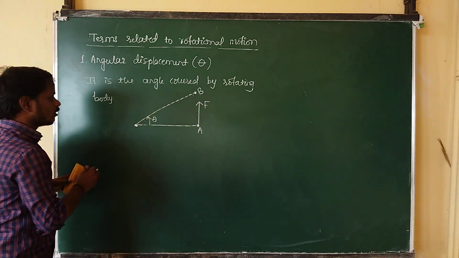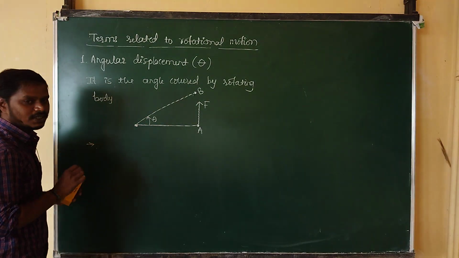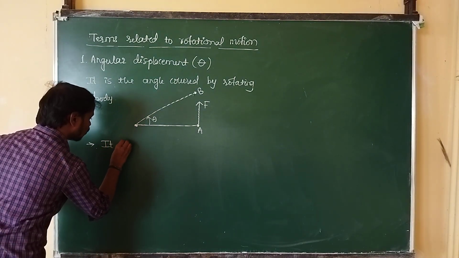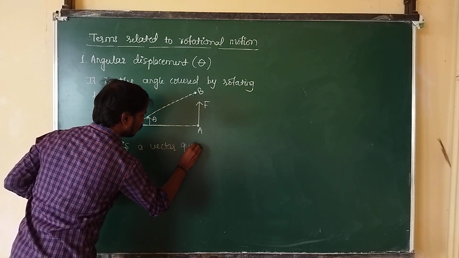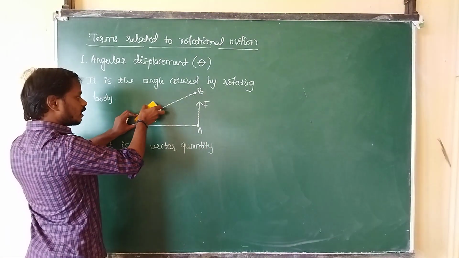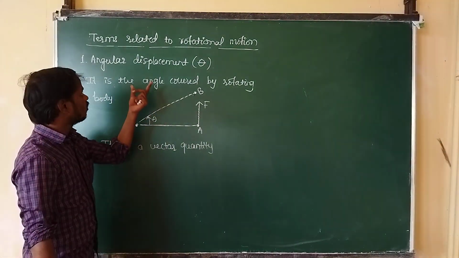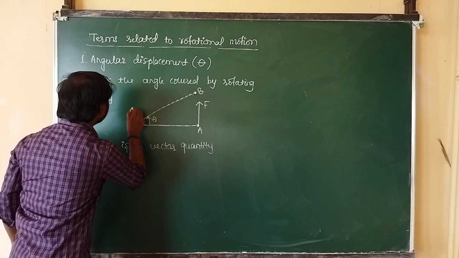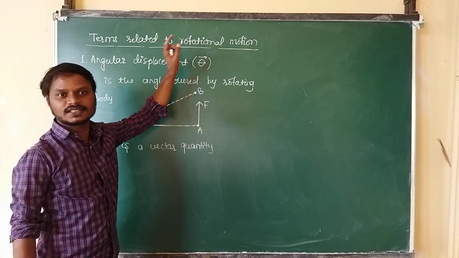Now, some points related to angular displacement. Angular displacement is a vector quantity. It is a vector quantity because the angle covered by the rotating body is in a particular direction. That is why the angle covered, which is called angular displacement, is a vector quantity. Then I will put an arrow mark here, because angular displacement is a vector quantity.